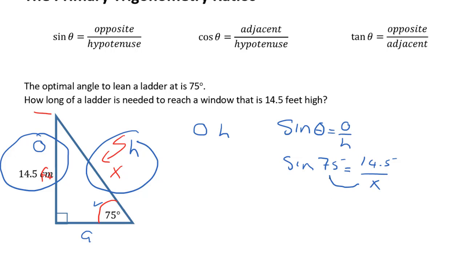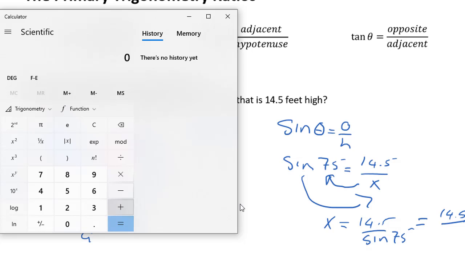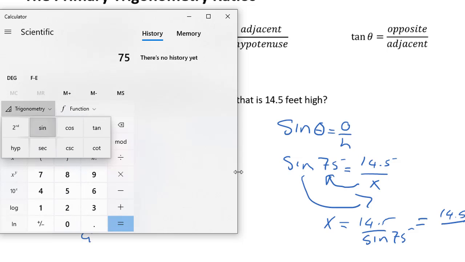I'm going to do my cross multiplying, which is going to move the x up to that side and the sine of 75 down here. We end up getting x equals 14.5 over sine of 75. And you may find that it is easier to calculate the sine of 75 degrees first and then do your division. So I'll pull up my calculator, and to calculate the sine of 75 degrees, I start by entering 75 degrees first and then click on sine.